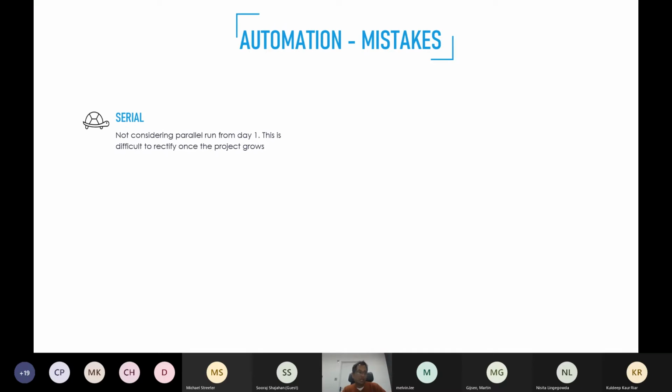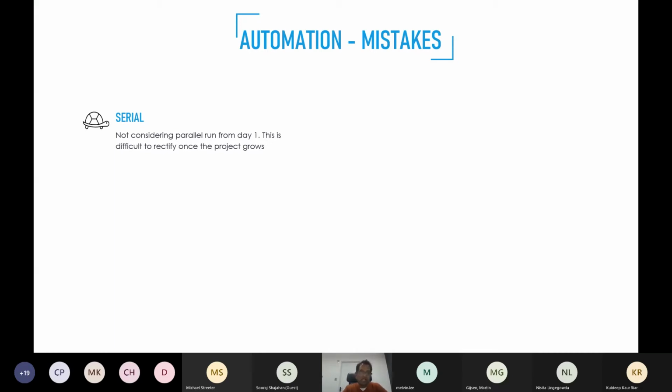taking the serial run. When you automate your BDDs, you have an option to either do a parallel run or a serial run. A parallel run does require some time to set up, but I've never seen a project where they started thinking about parallel run from day one. It's always a serial run. Let's get it working. That's how they start. It is not an issue when you start.